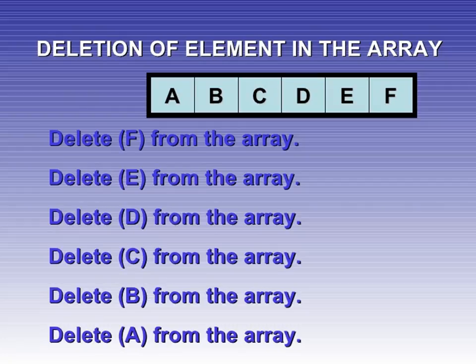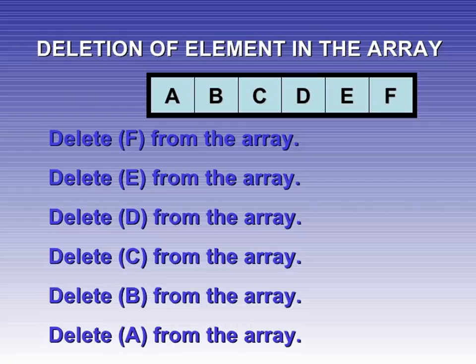Then we need to go for matching the second element. Is B equal to B? Our searching element is B and the second element is B. Both are matching. Here searching is successfully done, because our searching element is found. So the searching element B is available at the second position. That is the searching operation.